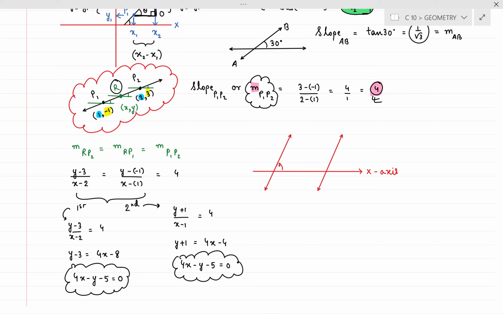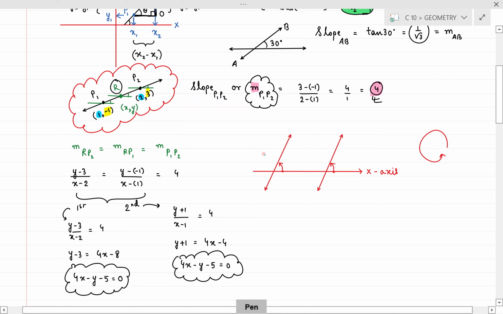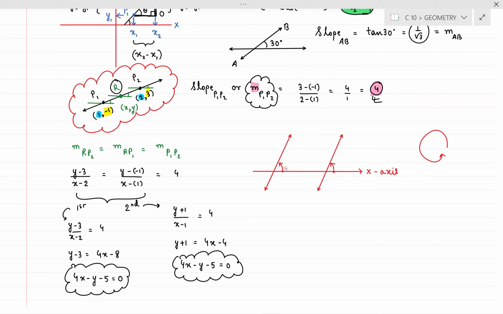So the angle of inclination, you always have to go through anti-clockwise direction. Remember this part. Do not consider angle of inclination in this direction, it is wrong. So angle of inclination will be same. The value of this angle is same.